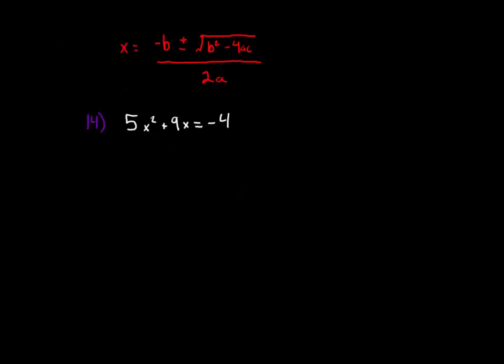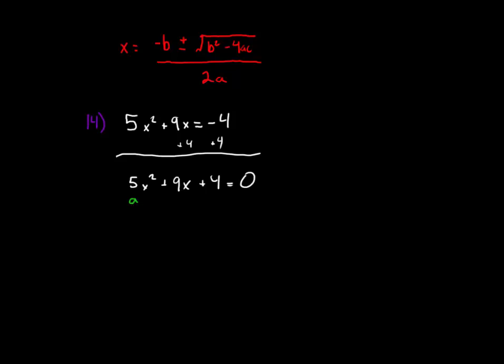And just like when we were factoring, the first thing I want to do when using the quadratic formula is set everything equal to 0. So add 4 to both sides. Should be quick, easy, and obvious. That step should not slow you down at all. Now we've got 5x squared plus 9x plus 4 equals 0.